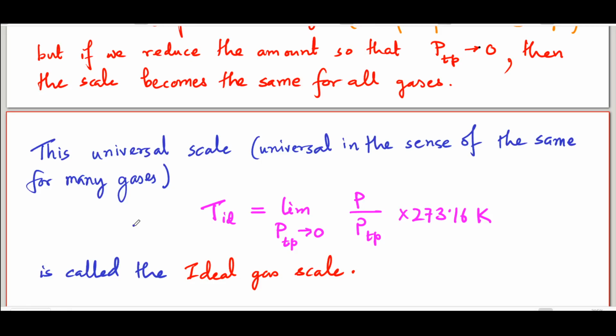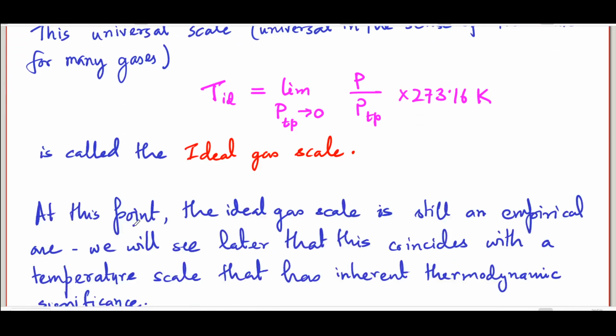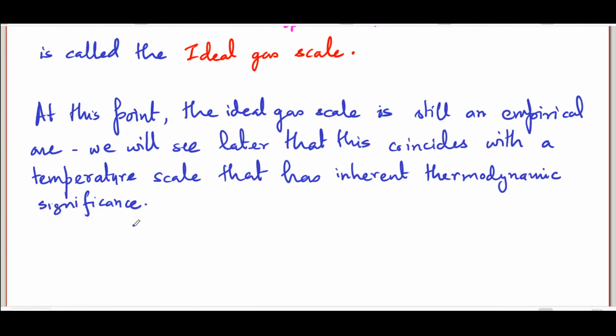So T ideal is pressure by pressure at the triple point multiplied by the scaling factor 273.16 Kelvin, but when you take the limit of this ratio as P_TP goes to 0. Now this ideal gas scale happens to be very, very important in thermodynamics. At this point, the ideal gas scale is still an empirical one. It is perhaps better than a hydrogen-based one or a nitrogen-based one or maybe a helium-based one, but not really much better. And at this stage, there is no real reason why we should consider it as something very special.